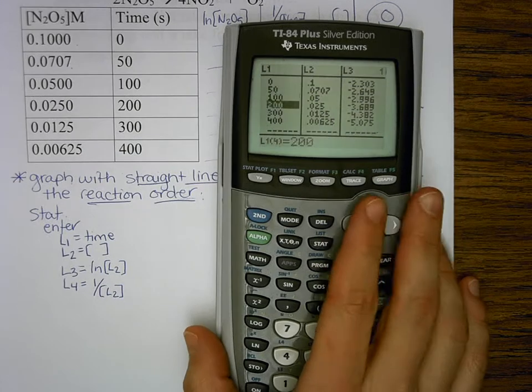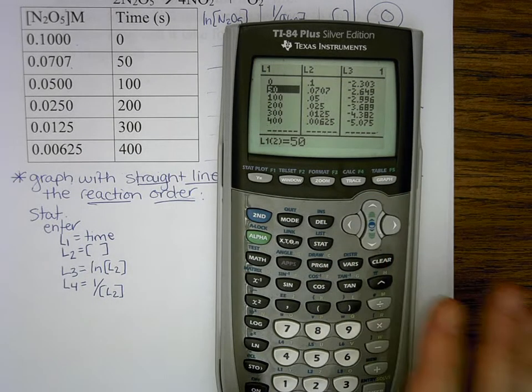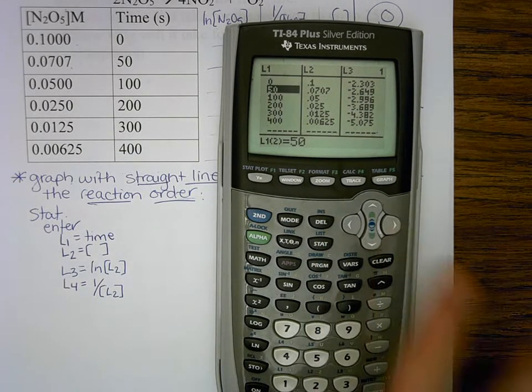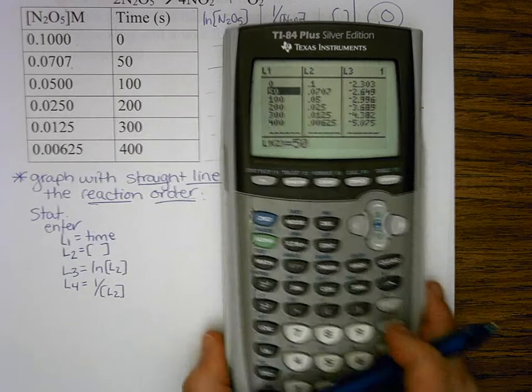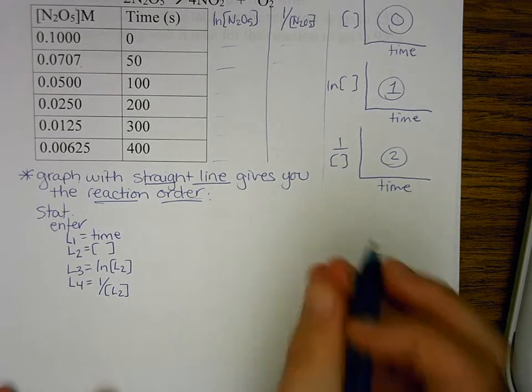All right. Now that I have all of these lists, yes, you could go through and actually have it graph it, and you could see which graph gives you the straight line and which one doesn't. And the one that gives you the straight line is the order of the reaction. But sometimes they're really close and you can't tell. So there's a little shortcut way to figure out which one is the straight line.